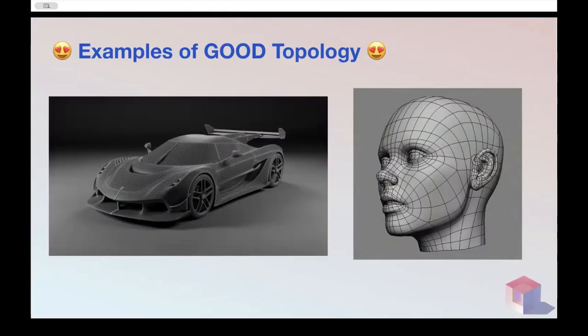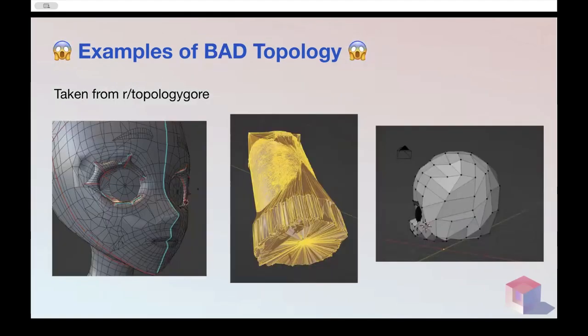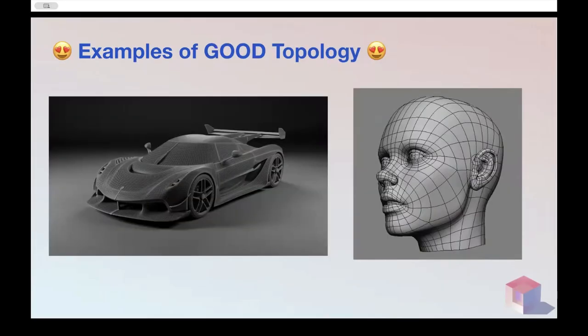So here are some good examples of good topology. You can see that it has very smooth flow, it's very formatted, it has shape, and it's not weird. And if you have bad topology, this is what it looks like. Further in the lecture, we'll explain why these are bad topology and why these are good topology.